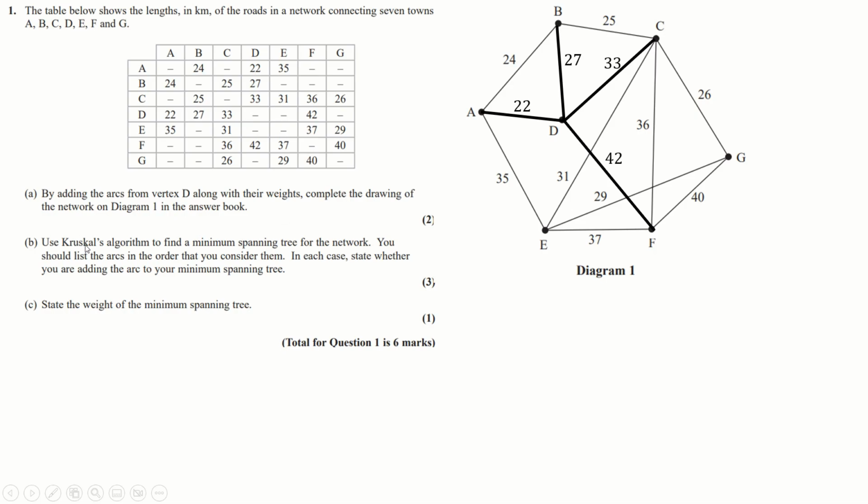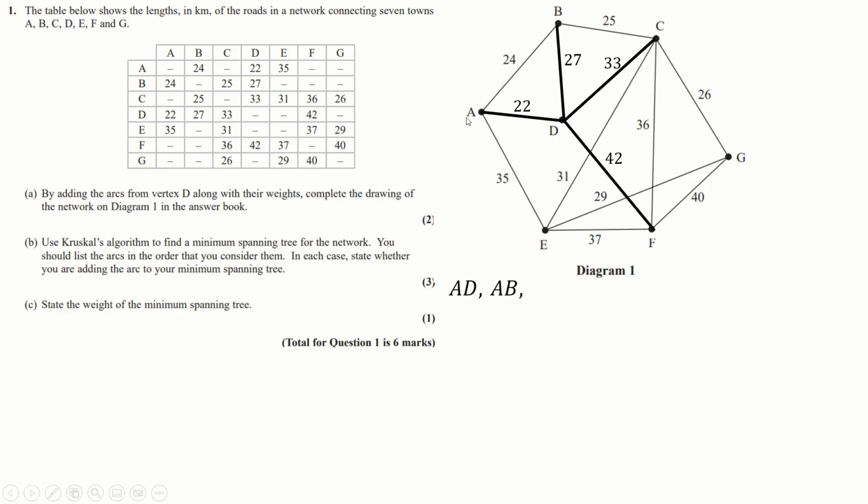B, use Kruskal's algorithm to find the minimum spanning network. So you have to be a bit careful here to actually do this exactly the way we want it. The mark seems quite harsh. So we just look in the table and we find the absolute smallest value, which I think is from A to D, because that's 22. Then we look for the next smallest, which is A to B.